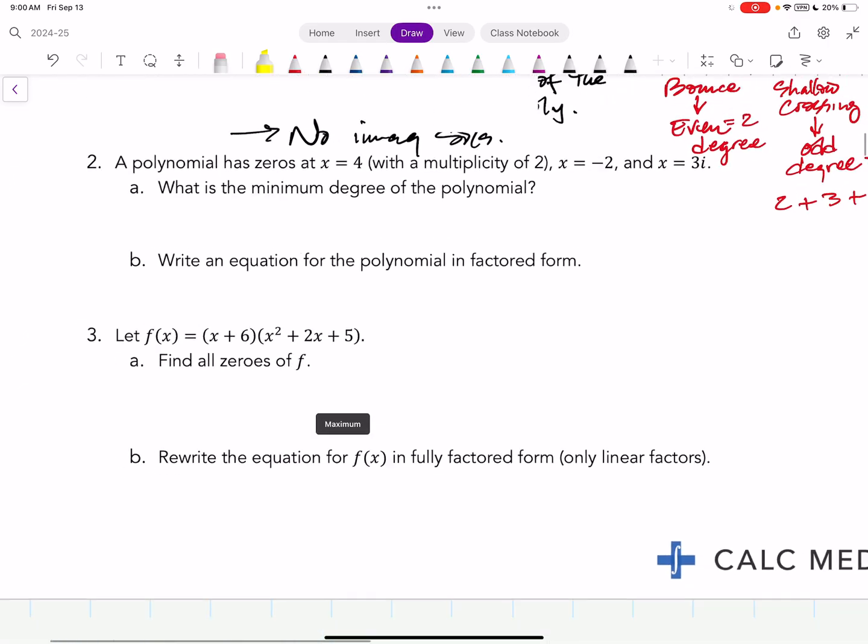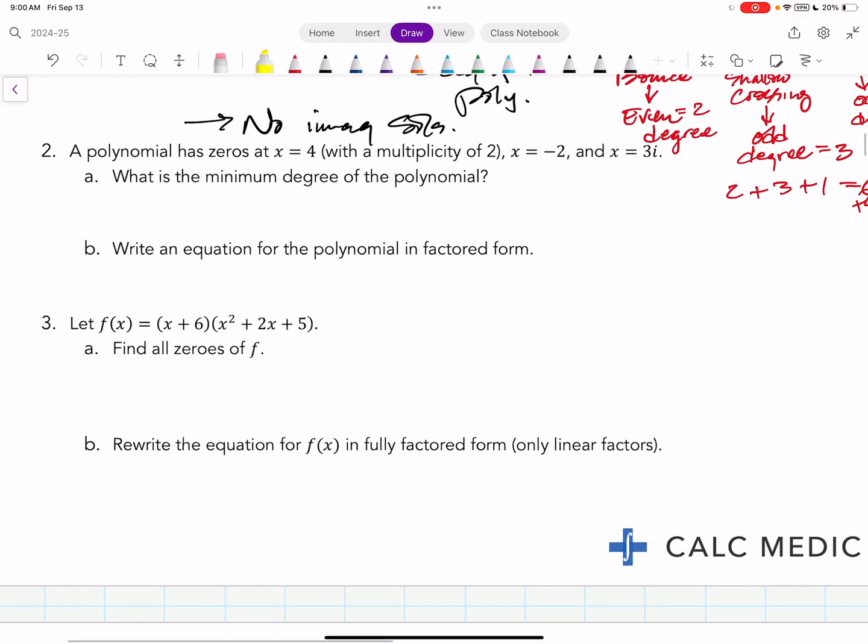All right, number 2. What does it say? A polynomial has zeros at x equals 4 with a multiplicity of 2, and x equals -2 and x equals 3i. What is the minimum degree?